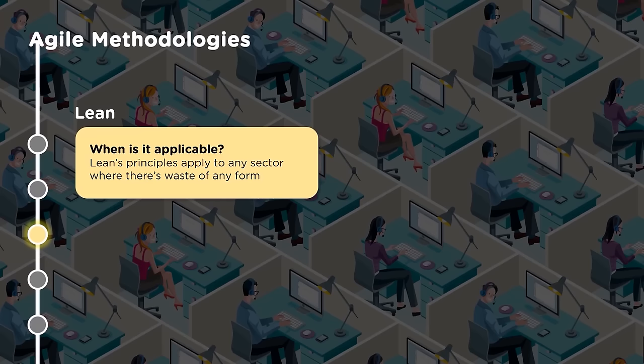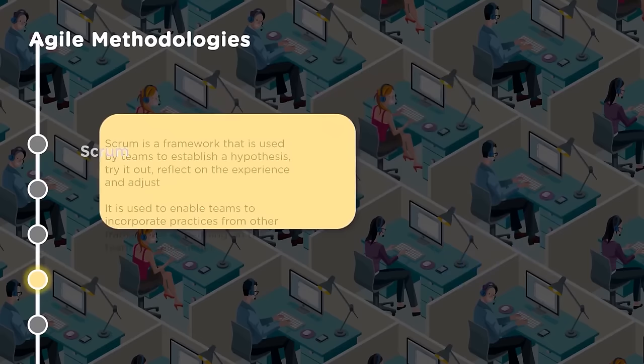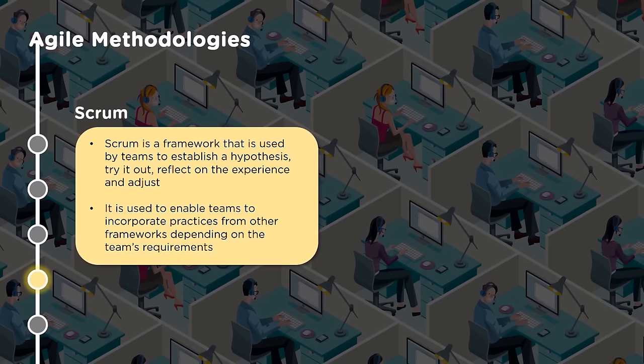So next, one of the popular methodologies would be Scrum. Scrum is a framework that is used by teams to establish a hypothesis, try it out, reflect on the experience and adjust. It is used to enable teams to incorporate practices from other frameworks depending on the team's requirement. It's a simple framework which speaks about a product owner, a Scrum Master, and a self-organizing team. Some of the terminologies it uses are sprint, daily Scrum, product backlog, sprint backlog. It's very essential to understand this framework. It's simpler and very easy to adopt.